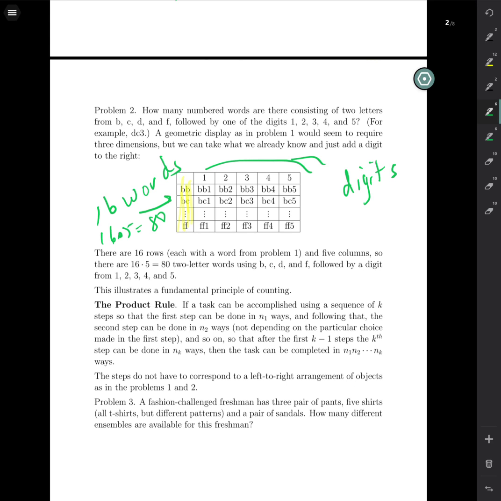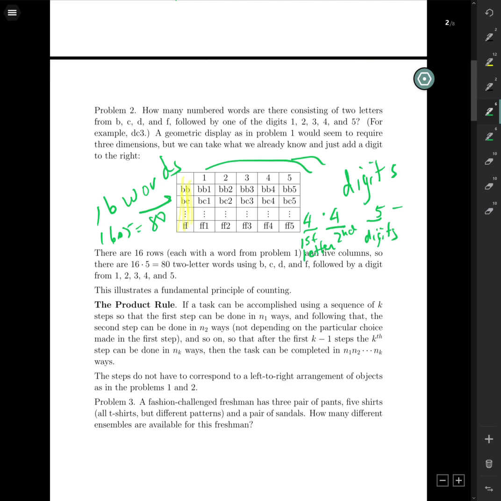That's equivalent to saying that we have 4 first letters, 4 second letters, and then 5 digits possible, or 80 total possibilities here. I'll use this sort of slot argument often when we're talking about the product rule, which is what we're going to talk about next.